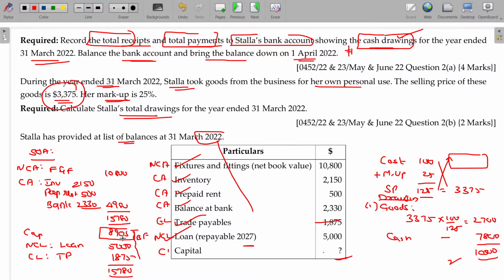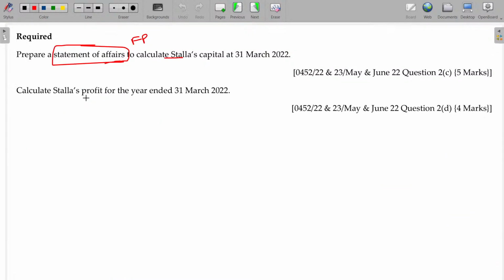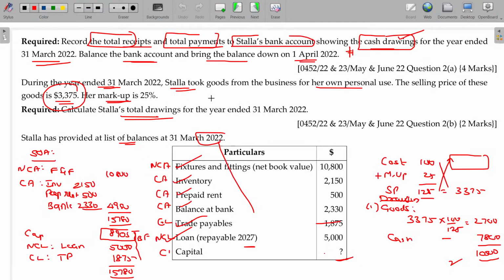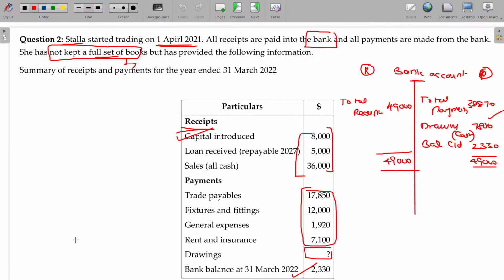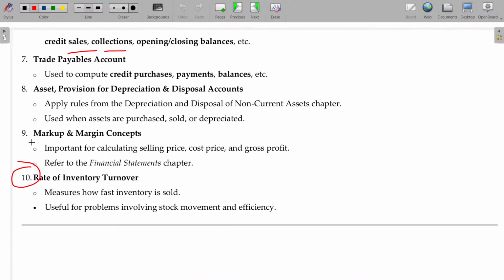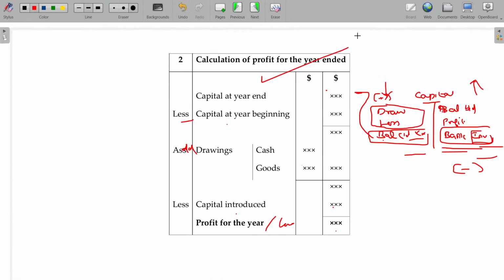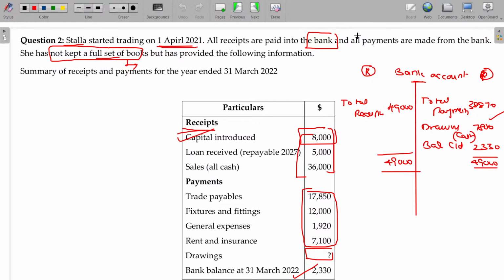Okay. Next question. Calculate Stella's profit for the year ended 31st March 2022. We have to find out the profit. So 8,905 is the closing capital. What is the opening capital given here? 8,000. How can you calculate? For the profit calculation, this is a step. So we'll start with closing capital.